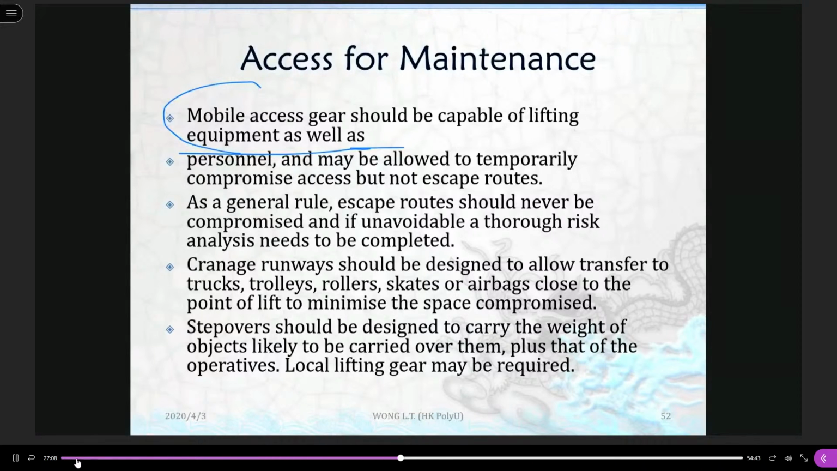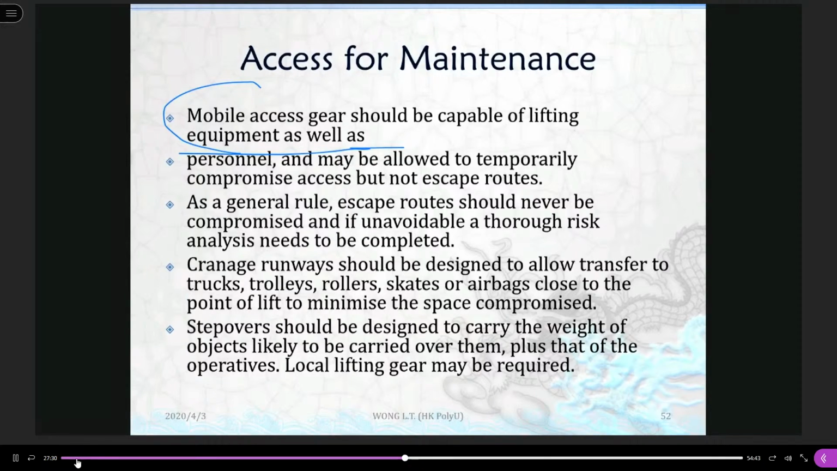Personnel may be allowed to temporarily compromise assets, but not escape routes. Usually, okay, this is very much a principle. As a general rule, escape routes should never be compromised; if unavoidable, a risk analysis needs to be completed. Which means in all cases you need to maintain the access routes.